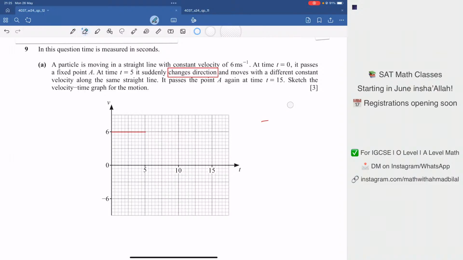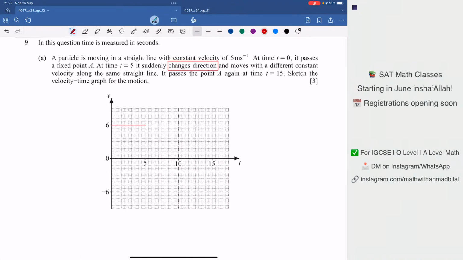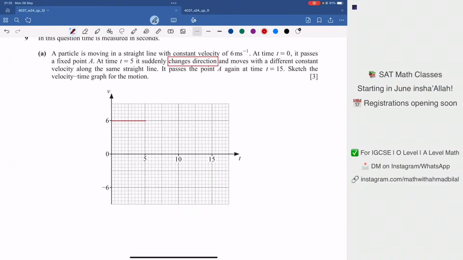Okay, now think about this. Let's draw a rough sketch to try to understand the situation better. So this is point A, let's say. It moves in one direction. For how many seconds? 5 seconds. How much distance does it travel? It travels at a speed of 6 meters per second. It's 5 seconds. 6 into 5, that's 30 meters. You can also find the area on the graph. That's 30 meters, right? Then they're saying at time equals 15, it passes through the point A again.